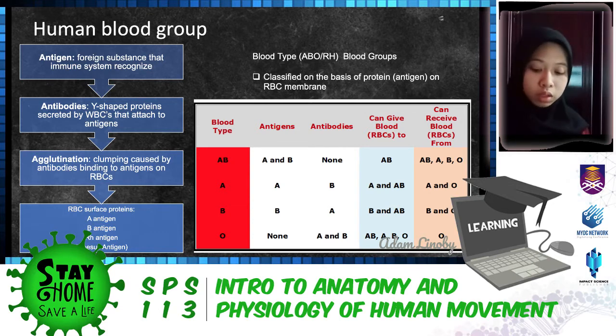Okay, Group AB, antigen A dan B ada di dalam red blood cells. Dan Group O, dia tiada antigen tetapi dia ada kedua-dua antibody, which is A and B in plasma. Okay, dan kita dapat tahu darah AB can receive blood from AB, A, B dan O. Darah A can receive blood from A dan O sahaja, dan darah B boleh receive blood daripada B dan O, dan darah O can receive blood daripada darah O sahaja.